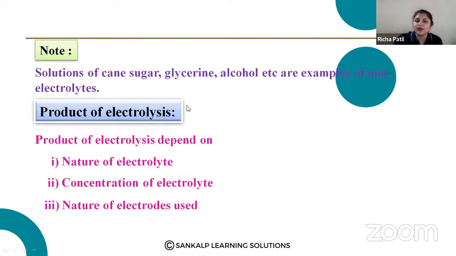So what are the products of electrolysis? The product of electrolysis depends upon three factors mainly. The first is nature of electrolyte, second is concentration of electrolyte, and third is nature of electrodes used. So the product of electrolysis depends upon these three factors.